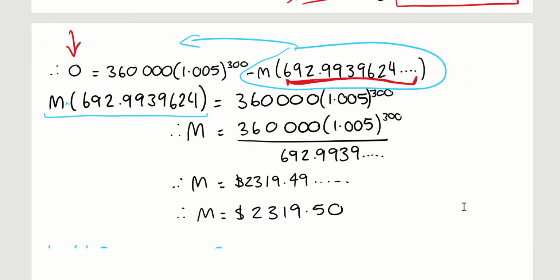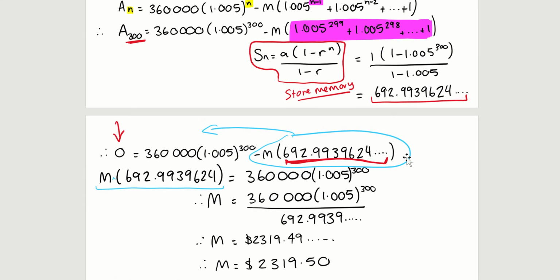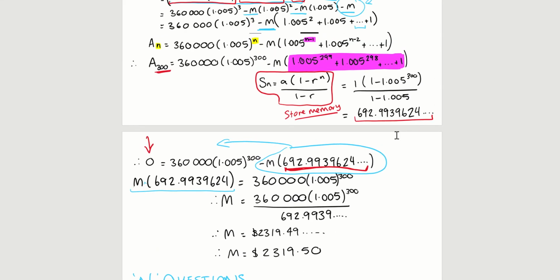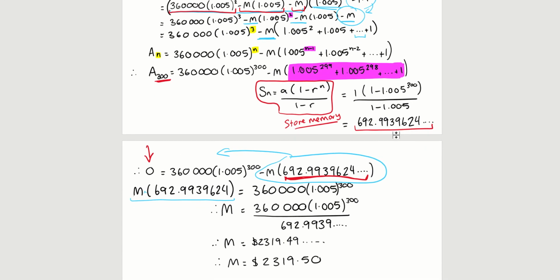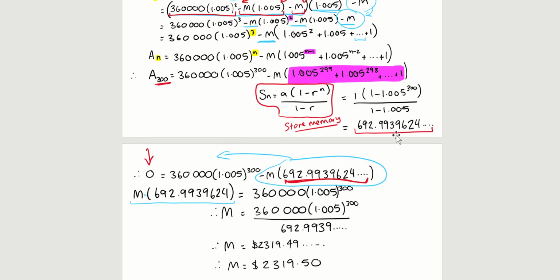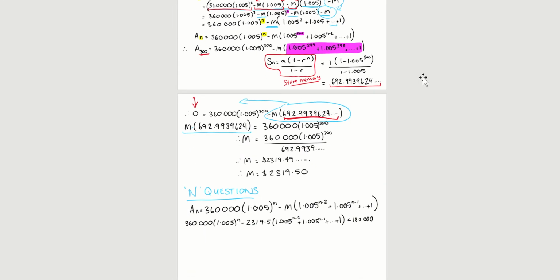So these steps here you will do every single time you have a finding m question. It's always going to be: find A1, find A2, find A3, find AN, sub our N value in, do SN, and rearrange every single time. So please learn that process, okay?